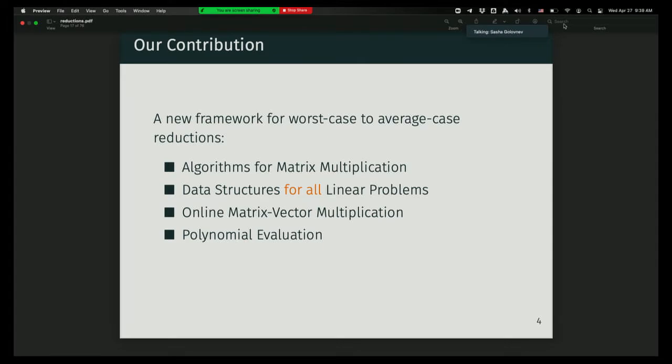All right, so we'll discuss some applications of these techniques at the end of the talk. And now let's see the techniques themselves in the case of the matrix multiplication problem.